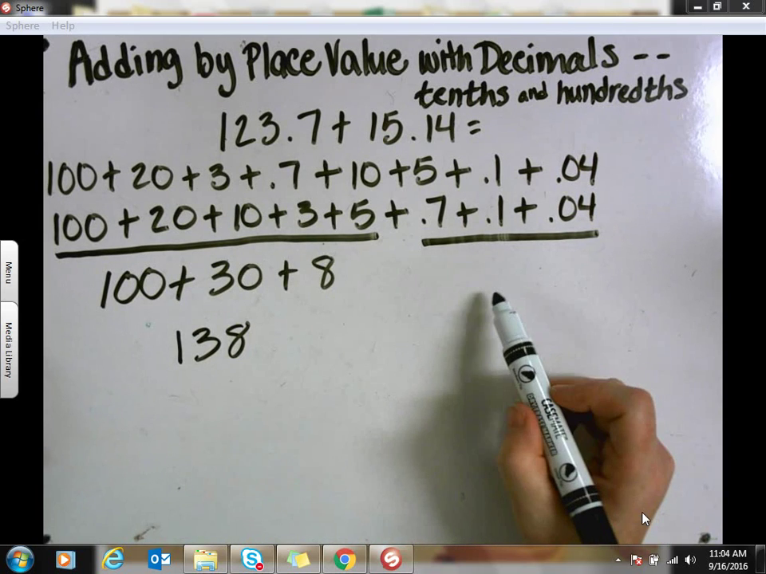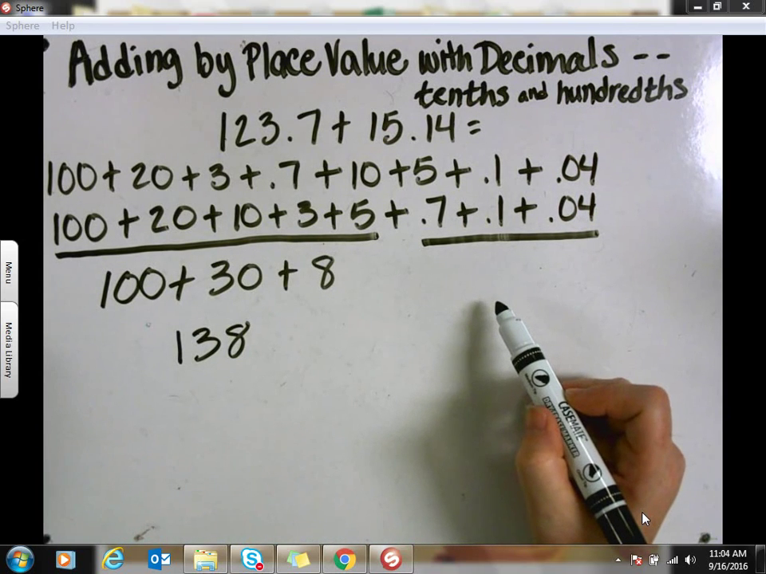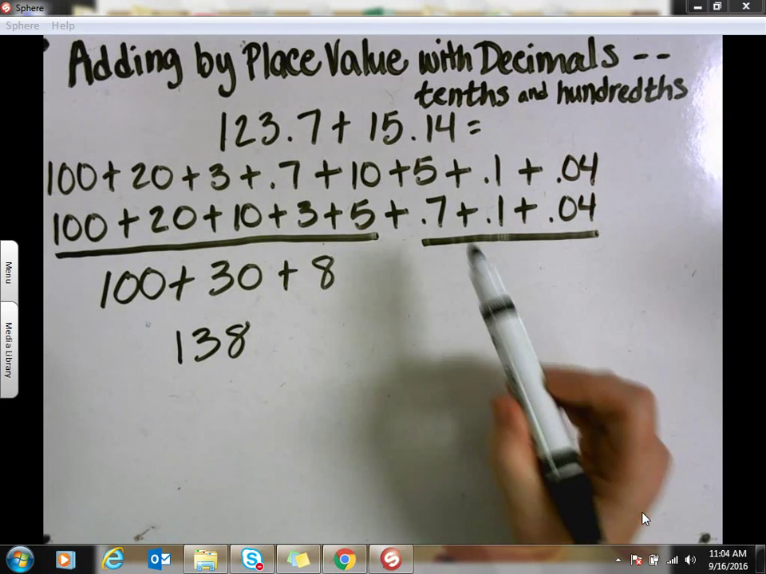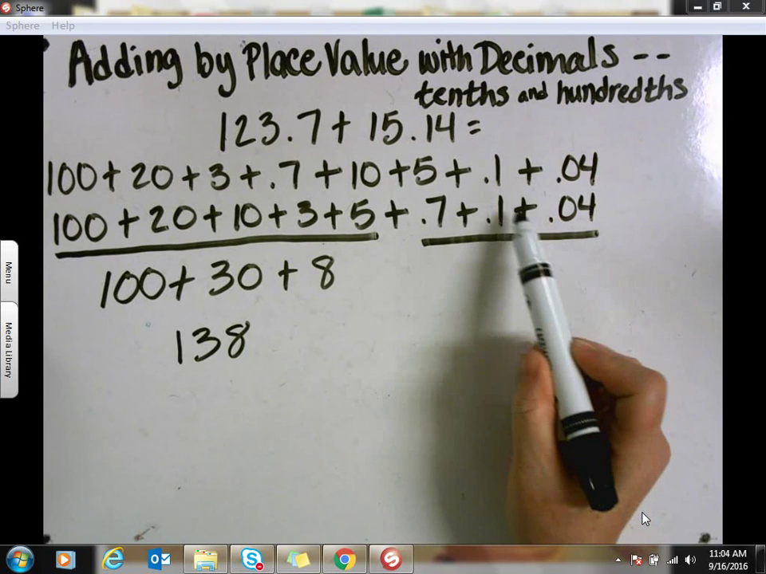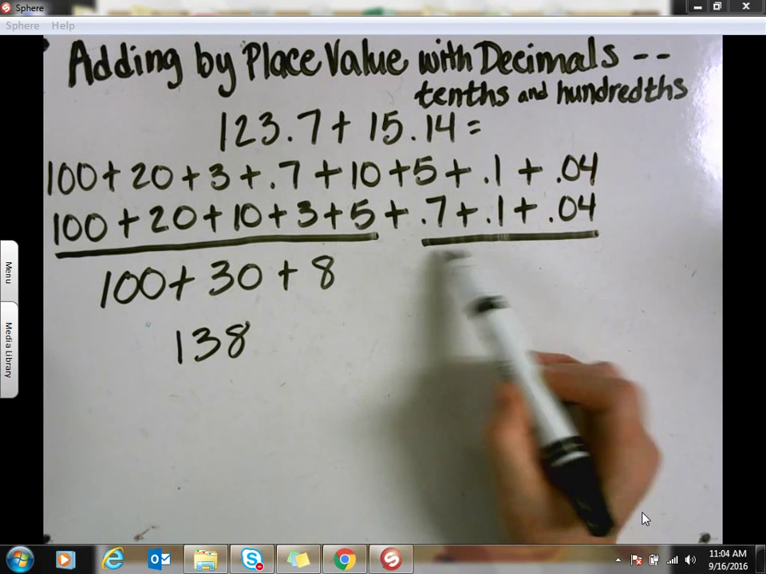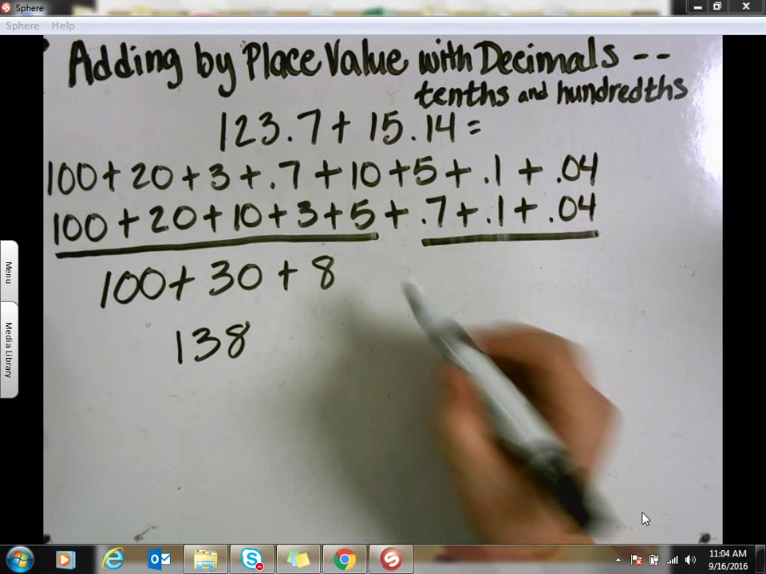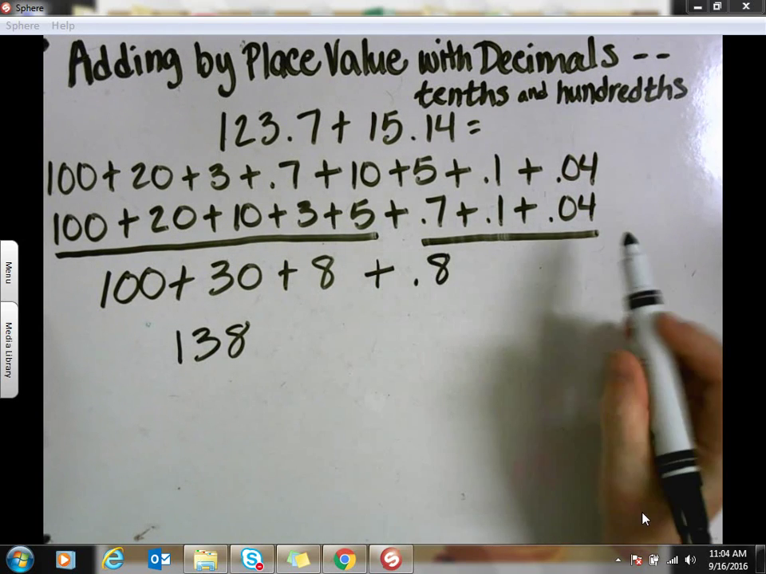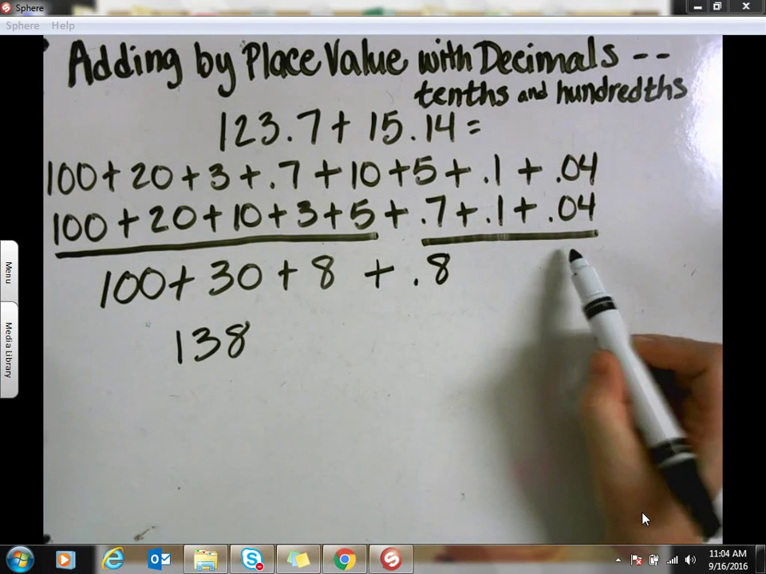Next, I'll work on the decimals. I'm going to draw a picture for these decimals. Before I do that, I want to group together the tenths. 7/10 and 1/10 make 8/10. And then I have my 4/100 left over.